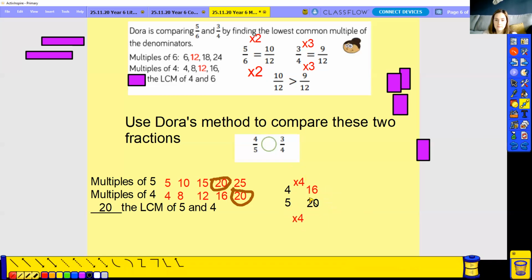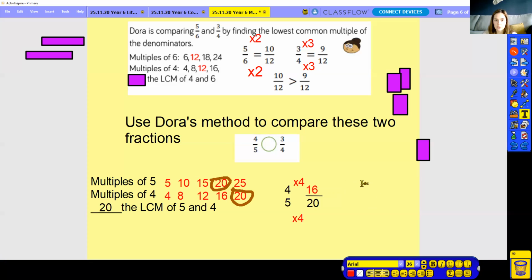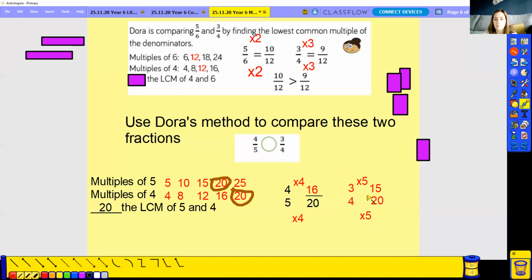Okay, let's write that as a fraction and make sure I've got my line in. Good. Now we've got the second fraction, which was 3/4. What do we do to the 4 to make it into a denominator of 20? We times it by 5. Whatever we do to the denominator, we do to the numerator. So 3 times 5 is 15, and that gives us the fraction 15 over 20. Let's put my line in so it's a proper fraction. Good, so 15 over 20.